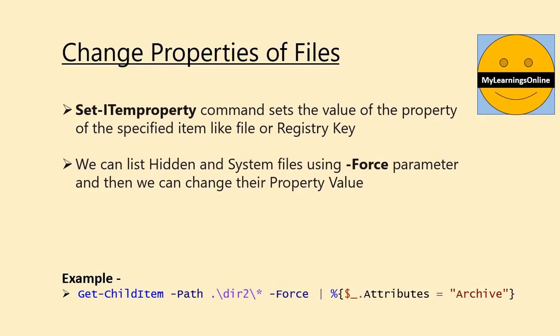We cannot list hidden files normally. We have to use the Force parameter to list hidden or system files. Once we have listed hidden or system files, then we can easily set their attributes or property values. In this example, in the first portion of the command, we are listing hidden files using the Force parameter, and then we are piping the output of this command as input of the following command to change the attribute value of all listed files.